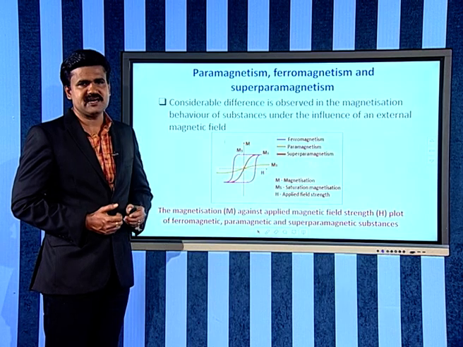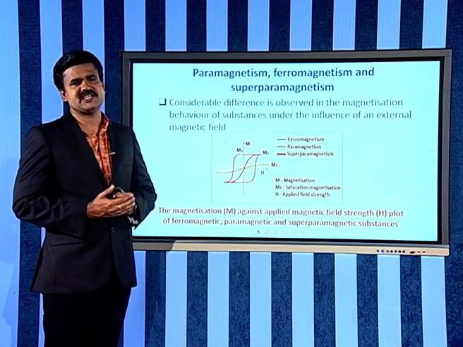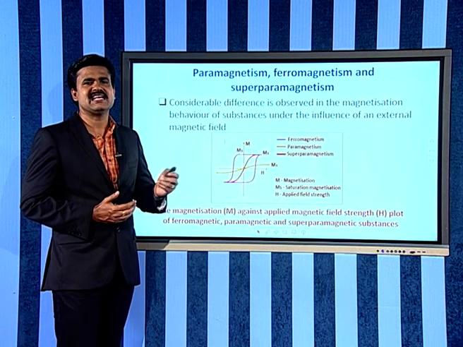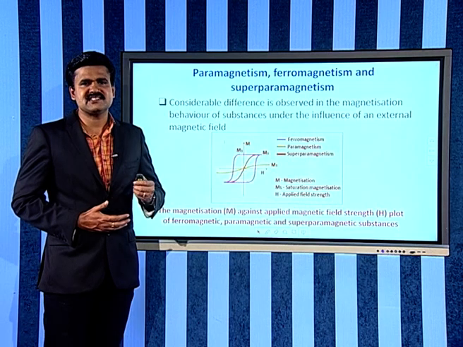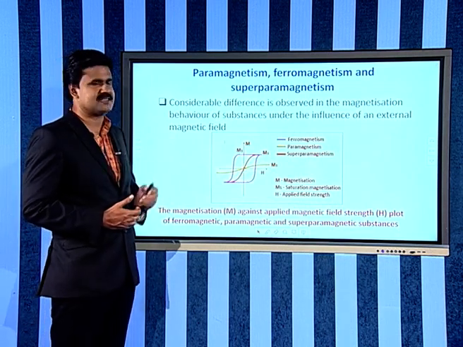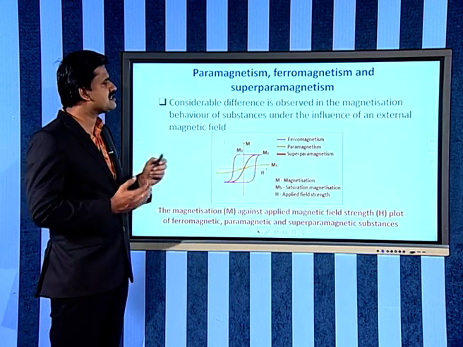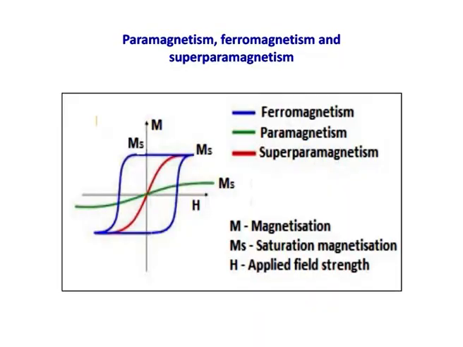Paramagnetism, ferromagnetism and superparamagnetism can be differentiated by using their magnetic behavior. Considerable difference is observed in the magnetization behavior of such substances under the influence of an external magnetic field. The picture illustrates three types of magnetism together in a single graph: ferromagnetism, paramagnetism and superparamagnetism.